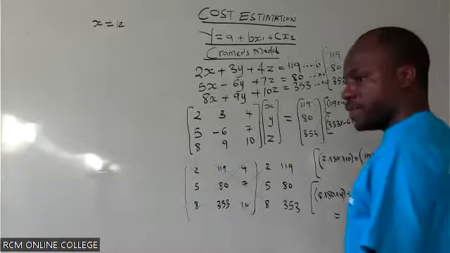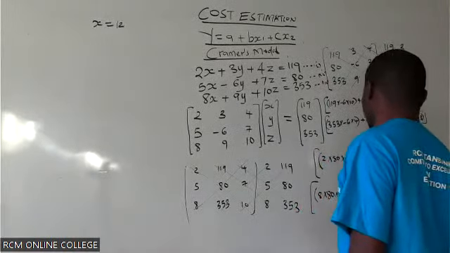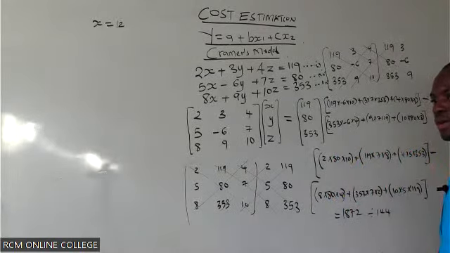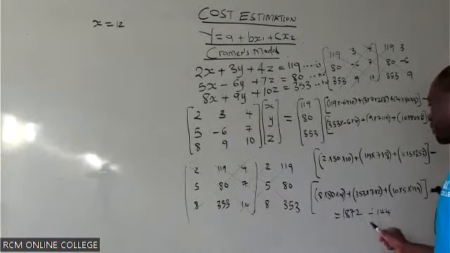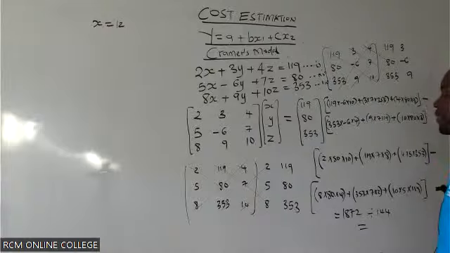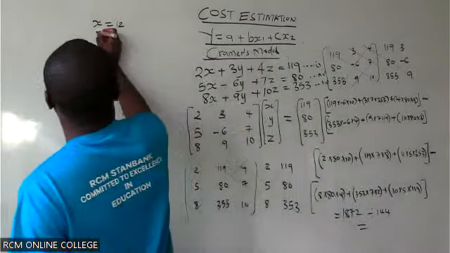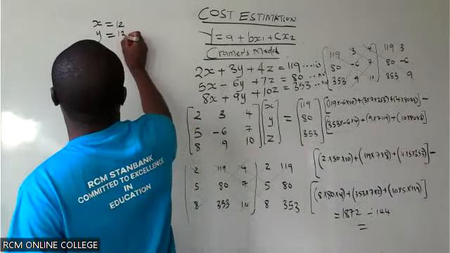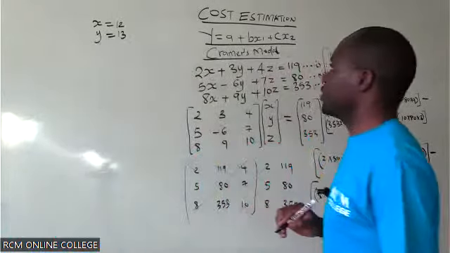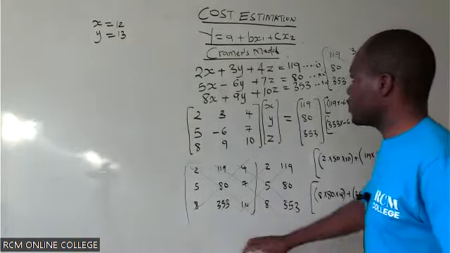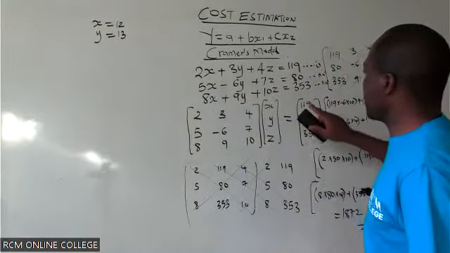We have 1872. So here is 1872. You need to divide by 144. So what are you having? When you divide, what will you have? So you're getting the value of y to be equal to 13. The value of y is equivalent to 13. Good.